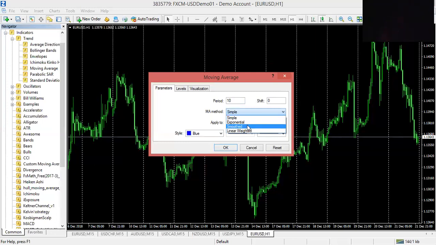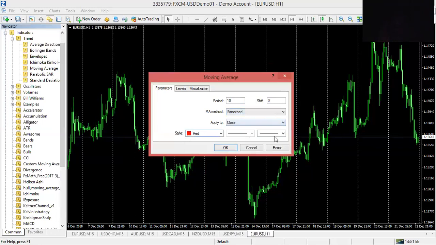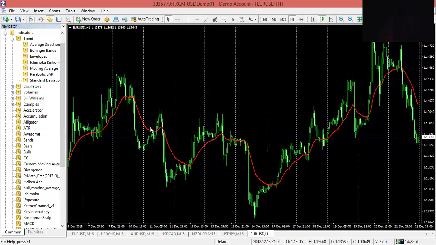So smoothed average. Let me make this one red for the 10. Then the thickness, you can make it this, okay. Then you click OK. You leave your shift at 0. Let's check the levels. It's okay. All time frames, like this, so you work on all time frames. Then click OK. So you can see the red shown already.